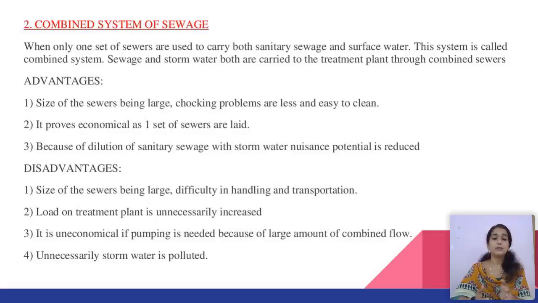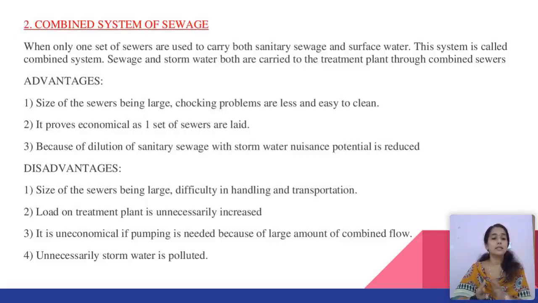Advantages are: the size of the sewers being large, choking problems will be less compared to other systems, and it is easy to maintain and clean. It proves economical as one set of sewers is to be laid. And because of dilution of the sanitary sewage with the stormwater, nuisance potential is reduced, and the treatment plant maintenance will be lessened.